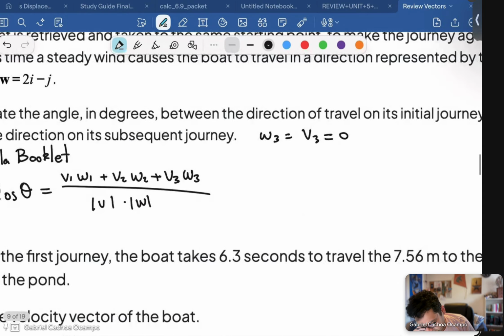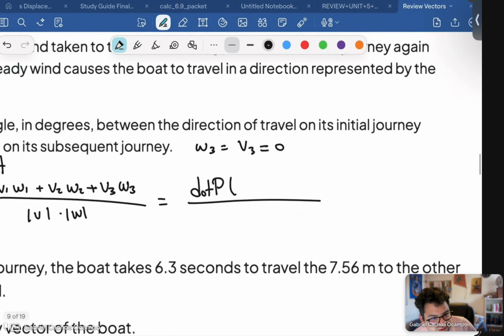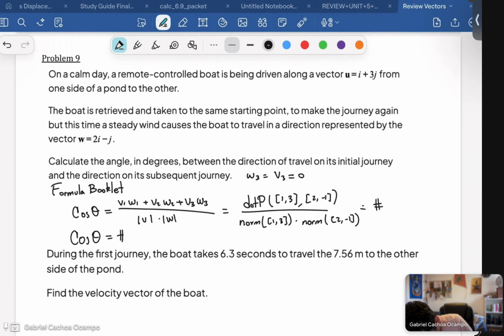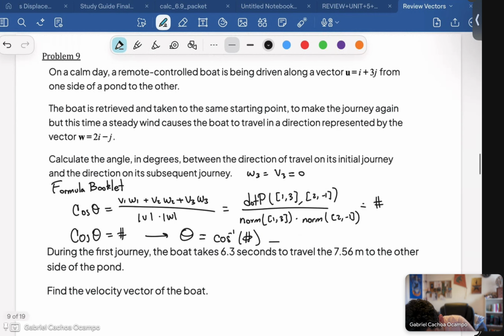Let me just write down how to do it with the calculator. With the calculator, you can do the dot product of the vectors. What are my vectors? (1, 3) and the vector (2, -1). And then you can do the norm of (1, 3) times the norm of (2, -1), and that gives you a number. I don't have the number. So you have that the cosine of theta equals a certain number, and then to find the angle, you use inverse cosine. And that should give you 98.1 degrees, rounded to 3 significant figures.